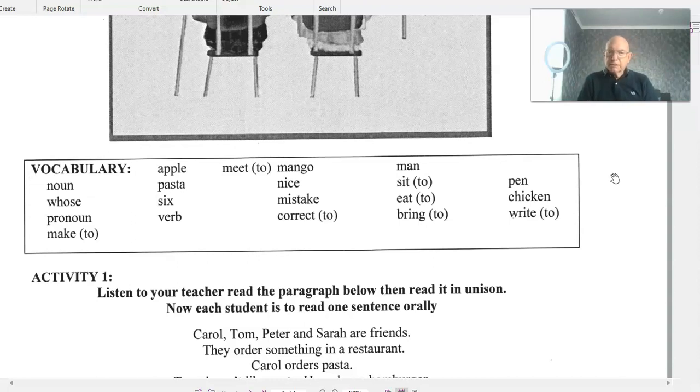Six, the number 6. Again, 1, 2, 3, 4, 5, 6. Mistake would be a noun. To make a mistake on your essay, for example, is like maybe misspelling a word or something. So mistake is an error. To eat.